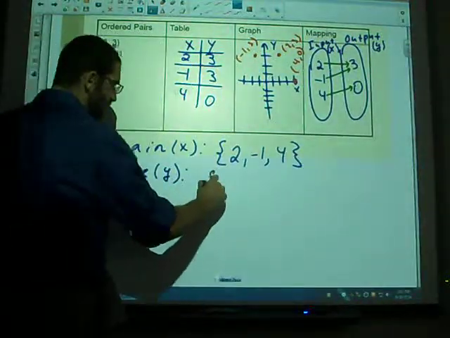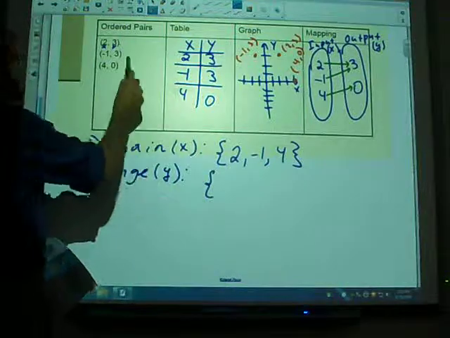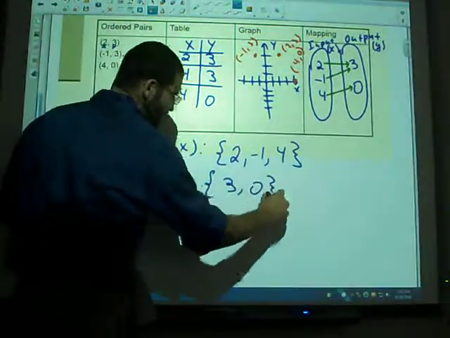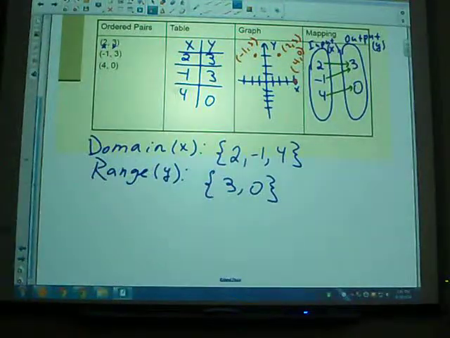Range is only y values, and just like with mapping, we do not repeat them. So this is going to be 3, comma, 0. We do not repeat the values, even if they repeat as points.